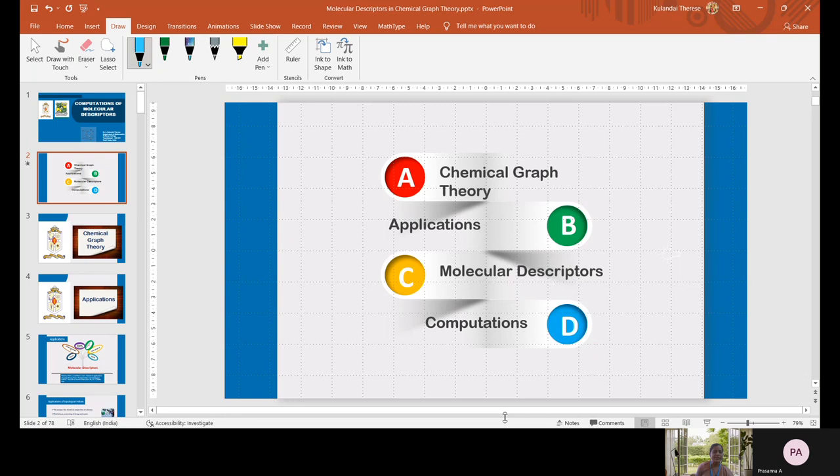First, we deal with chemical graph theory. What is chemical graph theory? Then, applications of chemical graph theory, in particular, applications of molecular descriptors. Again, we study about molecular descriptors. Finally, discussion is about current trends and updates in techniques which are used by mathematicians and chemists to compute molecular descriptors.